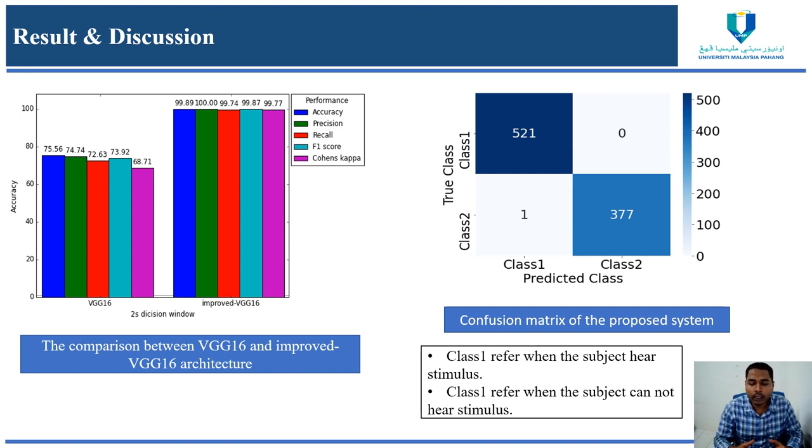The first figure shows the comparison between the base VGG16 model and the improved VGG16 model. To show the effectiveness of the improved VGG16 model, we calculate different performance evaluation metrics. From this figure, we can see that our improved VGG16 model achieved much better results with the time frequency AP signal. From the confusion matrix, we can see that among the 899 observations, only one observation has been misclassified.